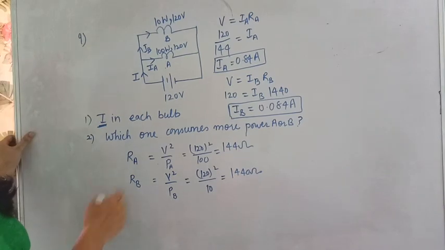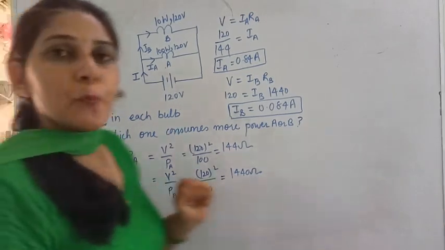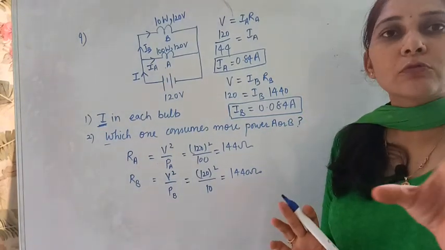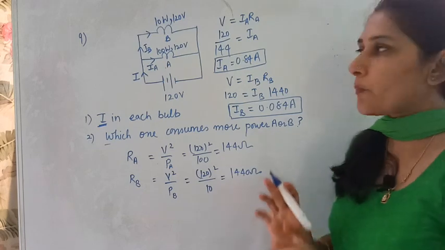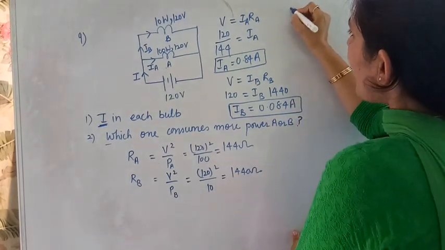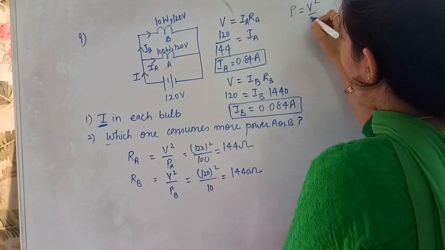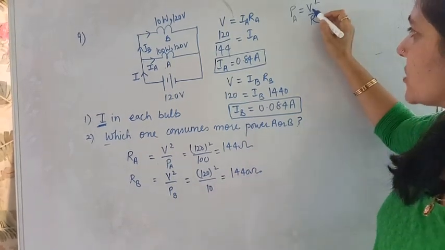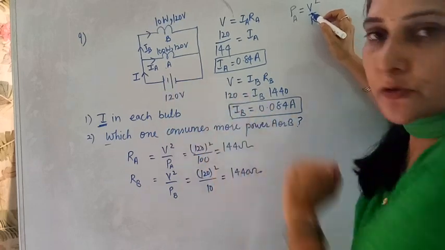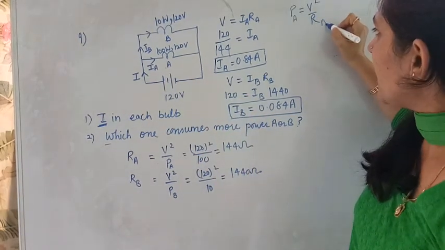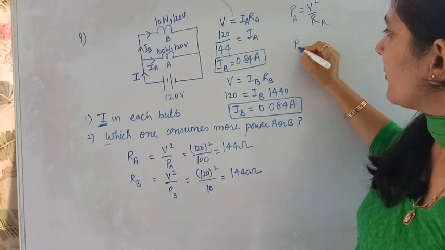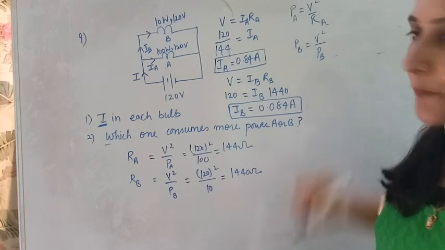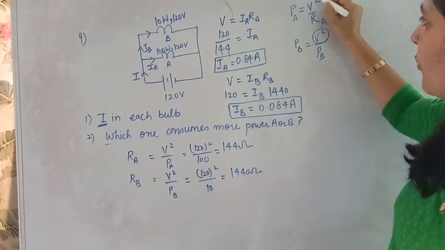Now in the second part, they are asking which one consumes more power. In the last question also I told you, whatever value remains constant, we are going to use that relation to find out which one consumes more power. So here we are using this relation, power is given by V square by R. If we are talking about the power of bulb A, the potential difference will remain the same for both of these, that is 120, and the resistance of A. If we have to find the power for B, it is the potential difference square upon the resistance of bulb B. And we are aware that these two values are constant.